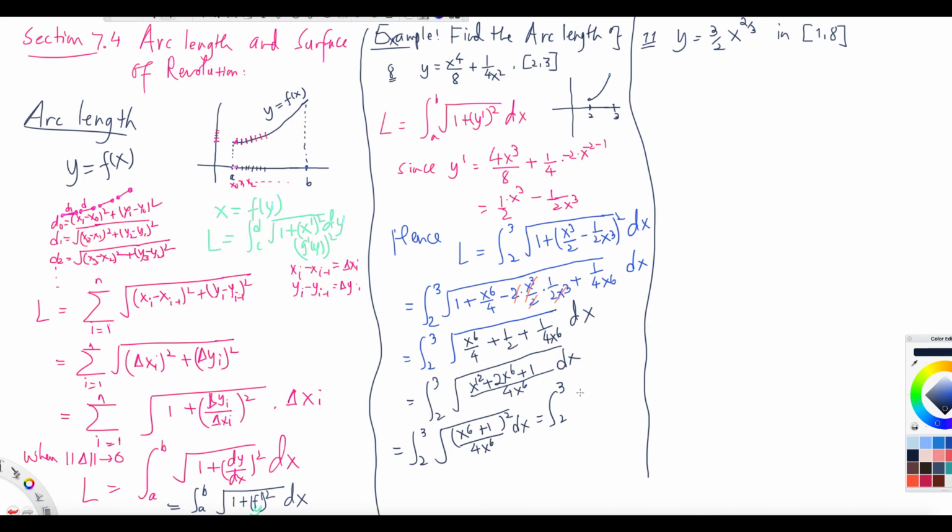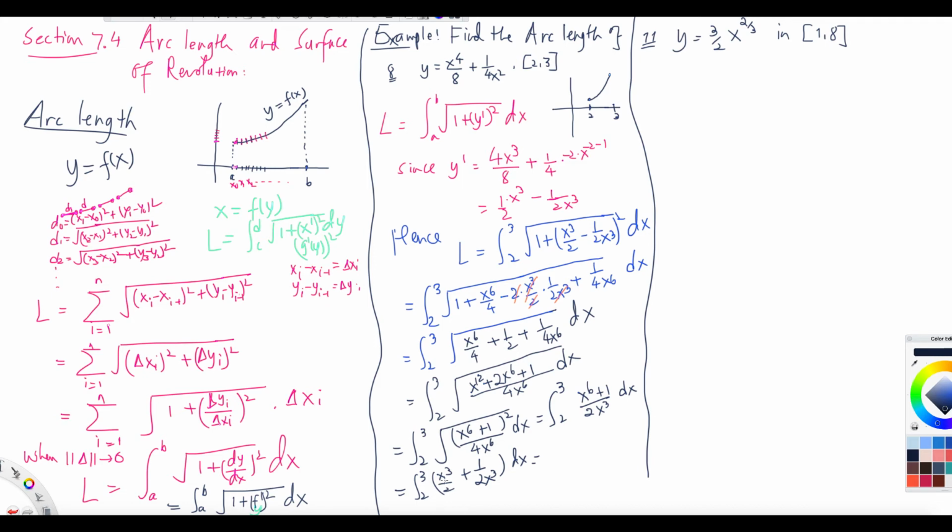You can write it like x to the 6 plus 1 over 2x cubed, and then dx. You see that? That's what you will get. Now simplify that. x to the 6 over 2x cubed will be x cubed over 2 plus 1 over 2x cubed, and then dx. Right, now you find the integral of this.